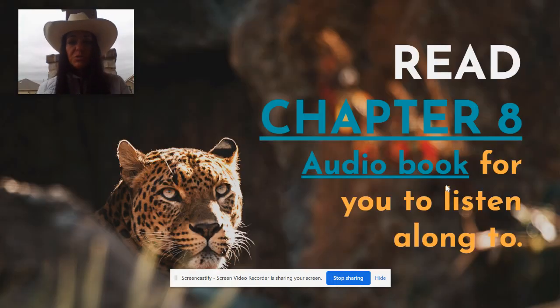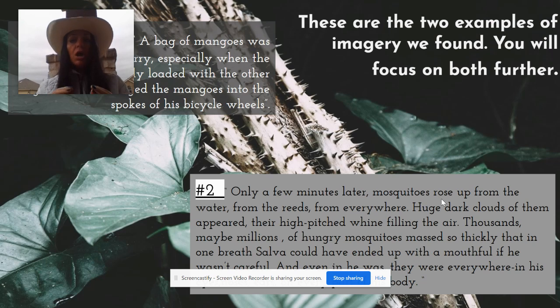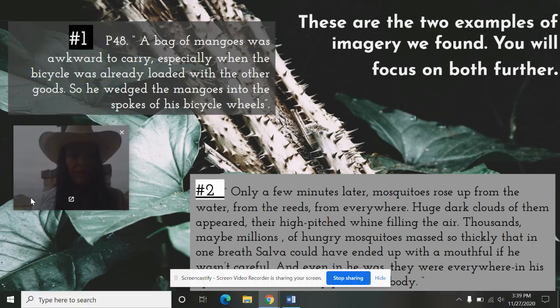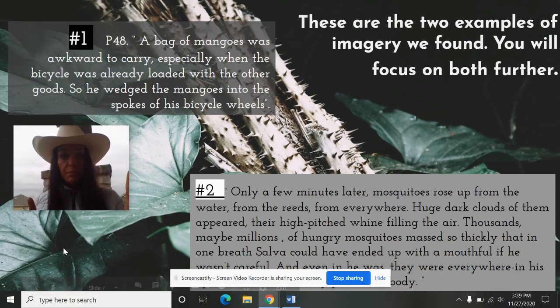This is what you're going to do. You're first going to read chapter 8, and here is the audiobook for you as well. Then practice and apply imagery. These are the 2 examples of imagery that I found, and you will focus on both further. It's number 1 and number 2. I know my face is right there, but that's what it says. Later on you're going to see a number 1 and a number 2. You'll work on example number 1 first, and then example number 2 second.